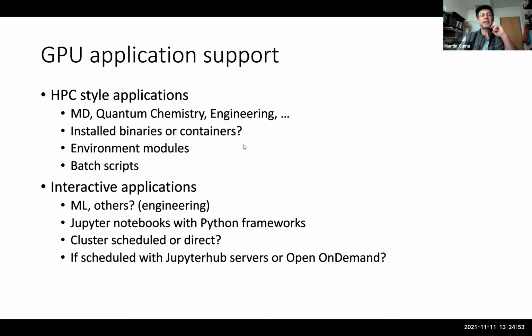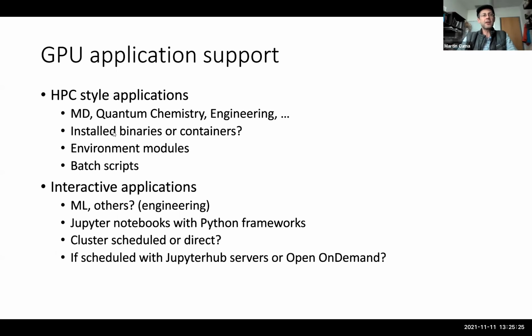So we would like to see what others are doing with respect to hand installing binaries versus either hand installing containers or telling users to pull the containers themselves. And then, of course, if we are serving these applications to users, we have to create some environment modules, and that is probably a relatively standard approach for everybody. And then, do we also support or provide some sample batch scripts so users can create their jobs based on some examples?